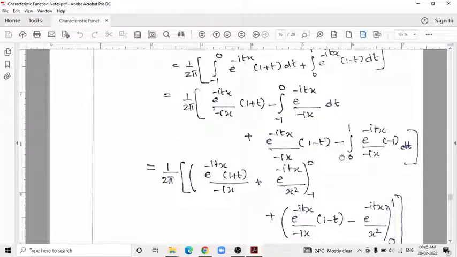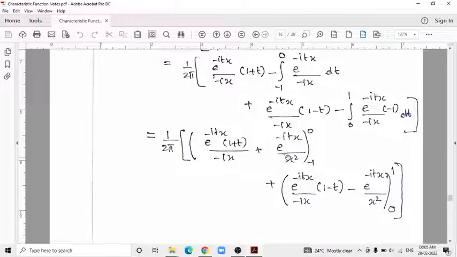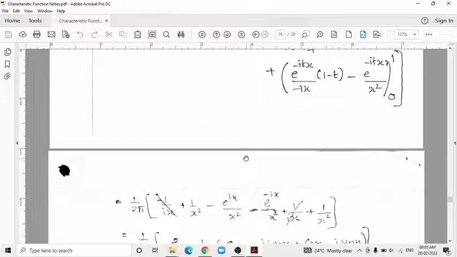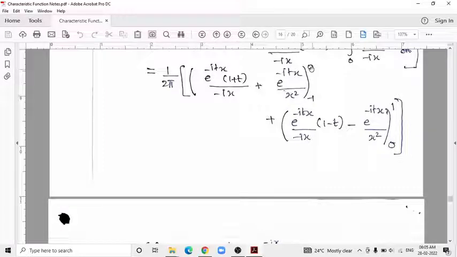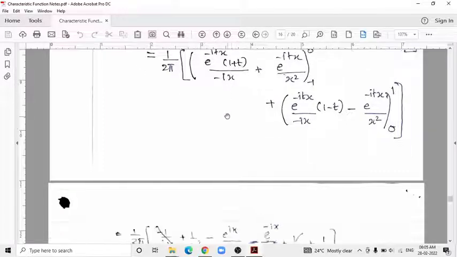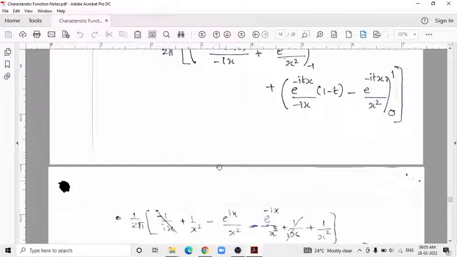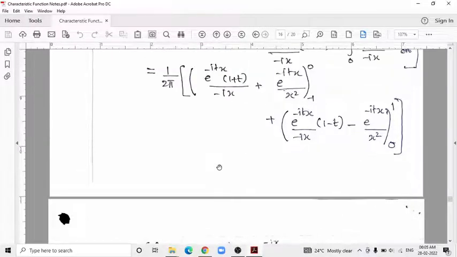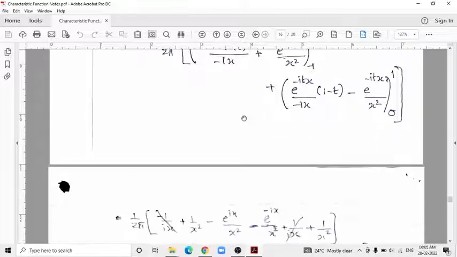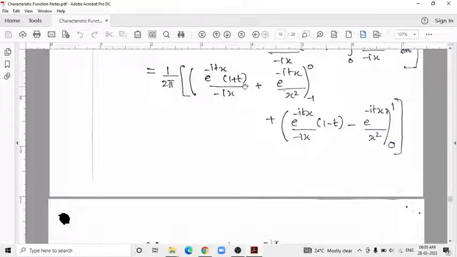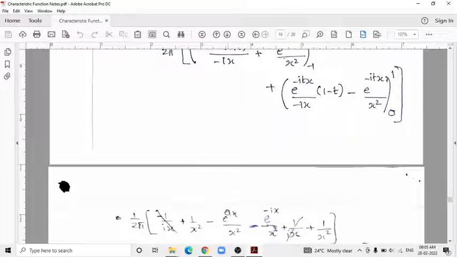So we sort out the terms and supply the limits. So we have the first half; that is the upper limit 0. So this will be minus 1 by ix and then plus 1 by x square. That is when we put limit 0 in the section of the first integral, and then the lower limit minus 1. So when lower limit minus 1 is given, this will disappear, and this is e raised to ix by x square.